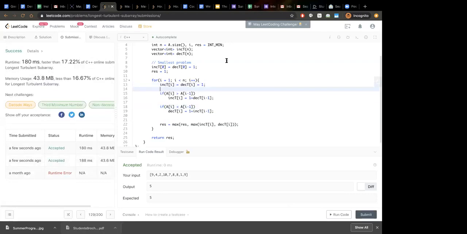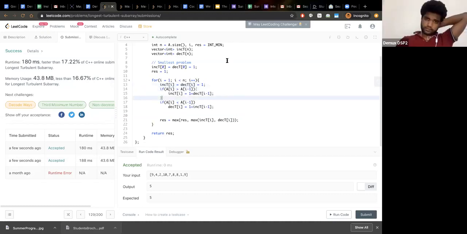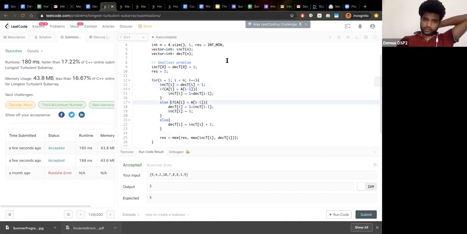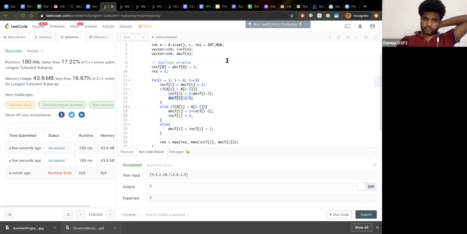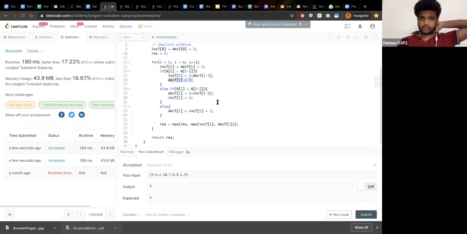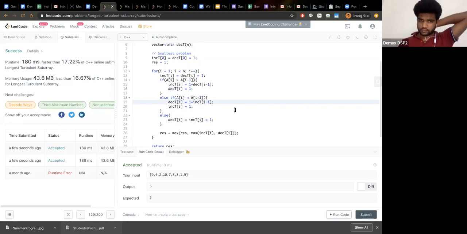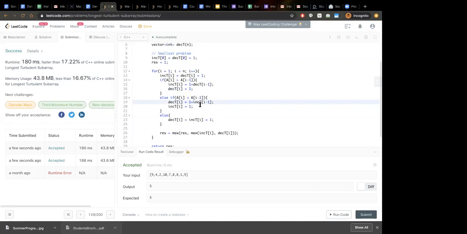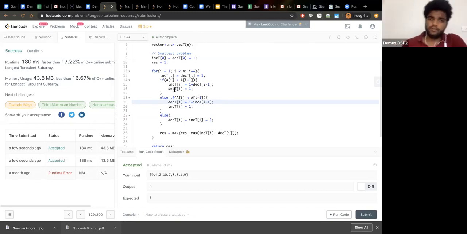Sir, could you repeat that? What is in line number 16? Why do we add 1? What is that 1 plus? See this code, don't see this. See this code. Yeah, now tell me. Which line number? Yeah, in 15 and in 19. Yeah, so it's the same thing.